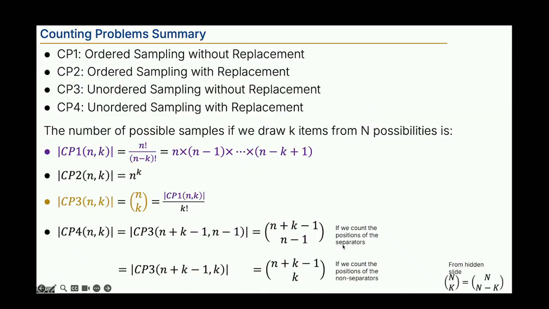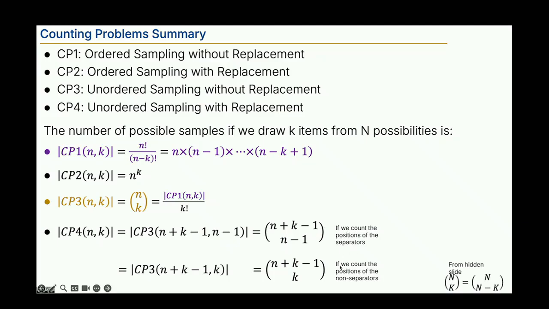I don't think I explained that very well, but the point is that whether I pick n minus 1 on the bottom or k on the bottom doesn't matter. This interpretation is if we're counting the positions of the separators, and this is if we're counting the positions of the non-separators. But those are the same thing, right? Has to be. The number of different ways to pick the 1s is the same as the number of different ways to pick the zeros. Okay? So you'll see both of these versions of this formula in the notes.